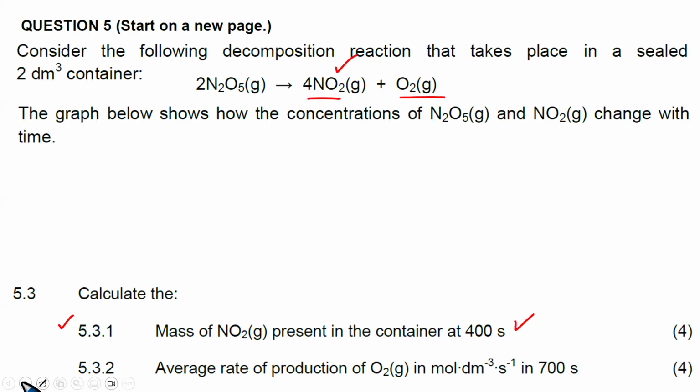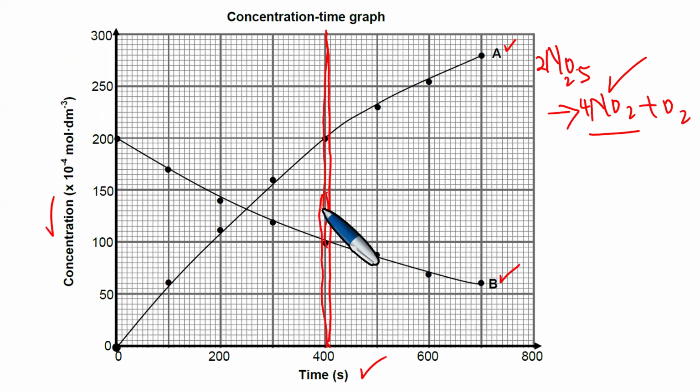A couple of things we can see. The concentration of the NO2, on the concentration axis in moles per cubic decimeter, increases. The concentration begins from the origin. In other words, we begin with 0 concentration. There was no product in the beginning when the entire chemical reaction began.